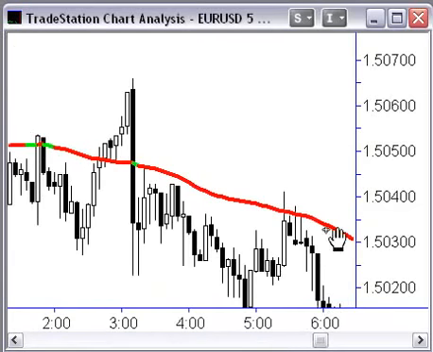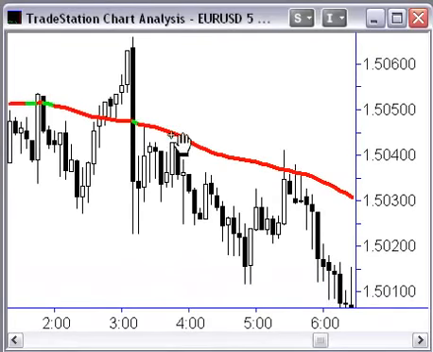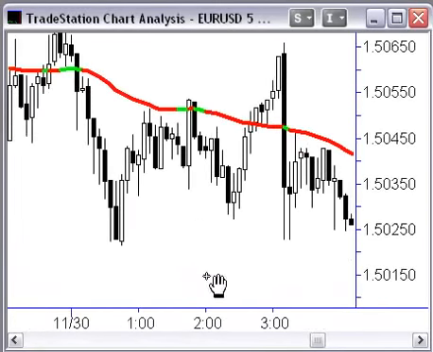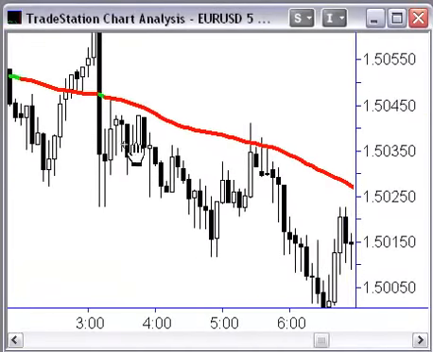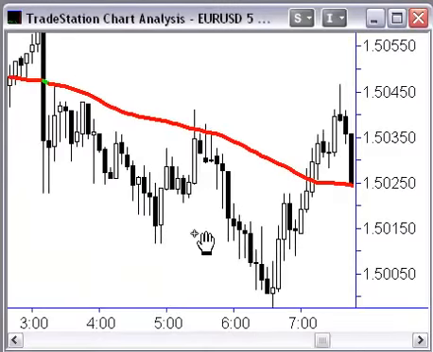But to finish this up, what's interesting here is we get a nice move up. All of this is just noise as far as direction goes. Then we finally get a follow through to the downside.